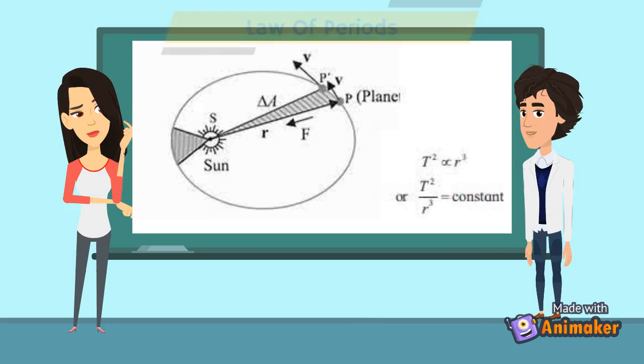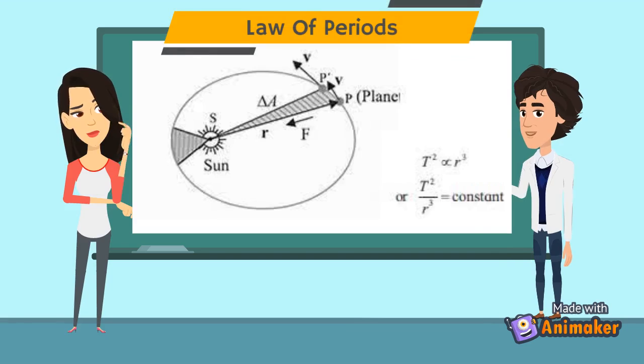So let's see Kepler's third law. That is the law of periods. It states that the square of the time period of revolution of a planet around the Sun is proportional to the cube of the semi-major axis of the ellipse traced by the planet. If r is the length of the semi-major axis, then this law states that the square of the time period is directly proportional to the cube of its semi-major axis.